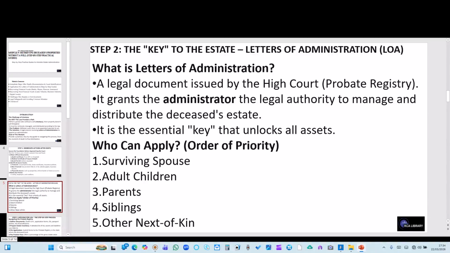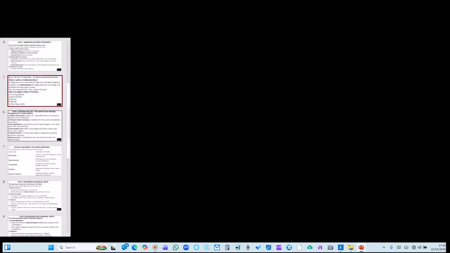Now, step 2, the key to the estate: letter of administration. What is letter of administration? By way of definition, it is a legal document issued by the High Court, that is the probate registrar. It grants the administrator the legal authority to manage and distribute the deceased's estate. It is the essential key that unlocks all assets. Who can apply for this letter of administration? The order of priority: the surviving spouse, the adult children, the parents of the deceased person, the siblings, or other next of kin can apply.